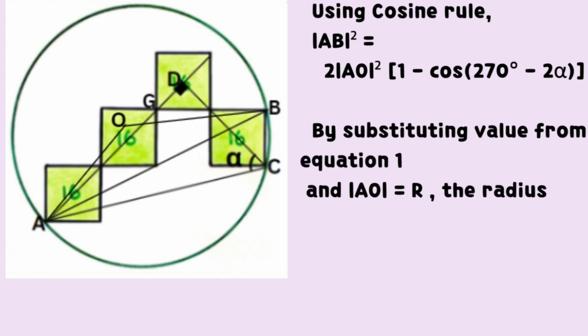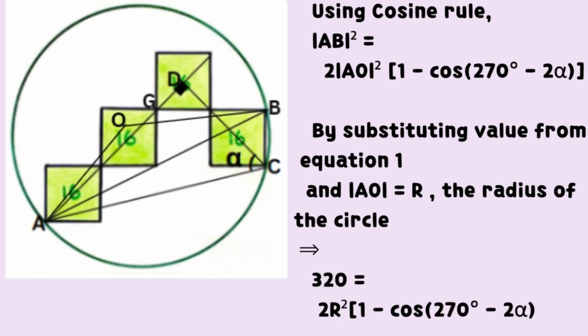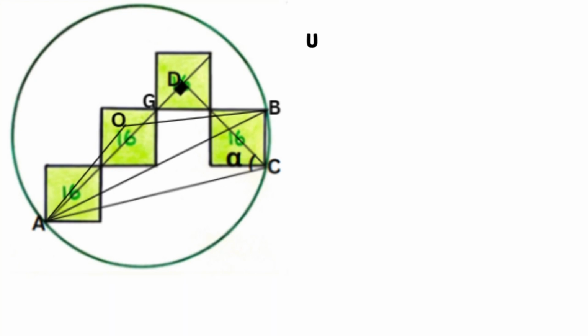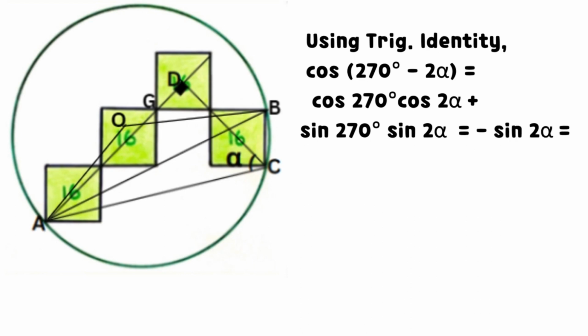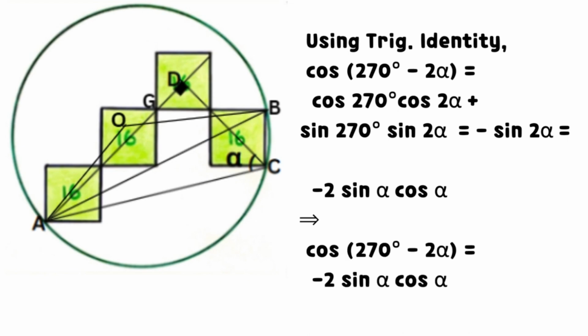Using the cosine rule, the square of line AB equals 2 times the square of line AO times 1 minus cosine of 270 degrees minus 2 times alpha. By substituting values from equation 1 and line AO equals r, the radius of the circle, we obtain the equation as shown on the screen. Using trigonometric identity, cosine of 270 degrees minus 2 times alpha equals negative 2 times sine alpha cosine alpha after simplification. This is because cosine 270 degrees equals 0 and sine 270 degrees equals negative 1.